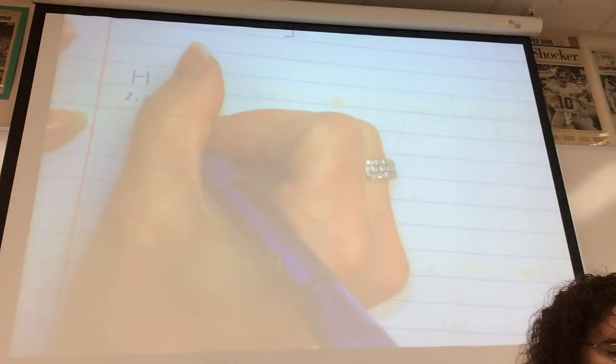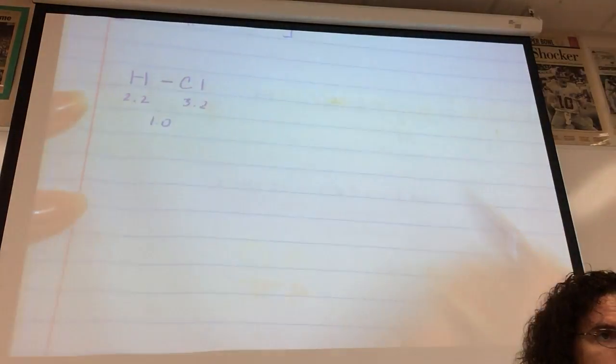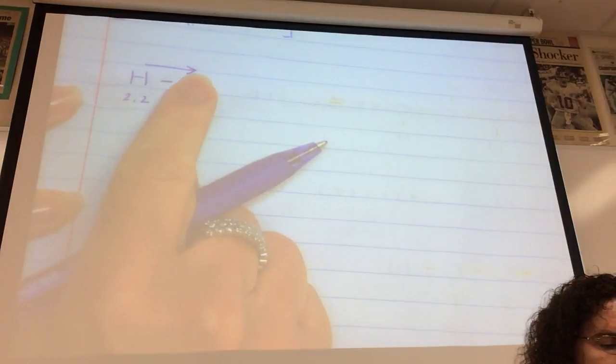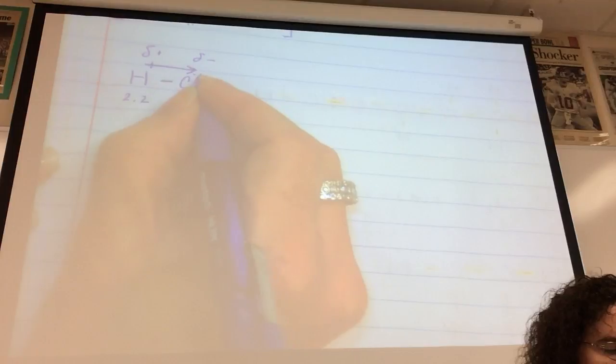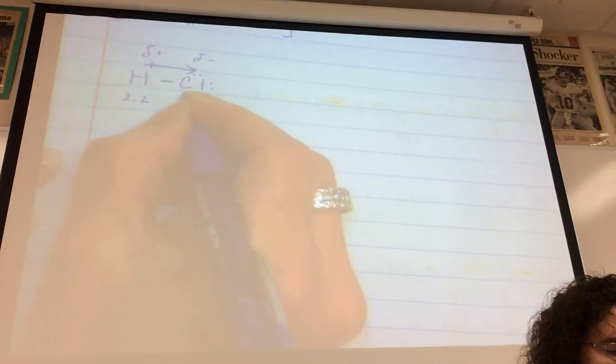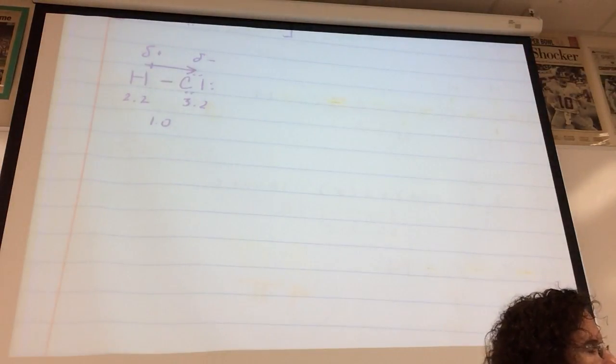So the difference in electronegativity here is 1.0. So this is a polar bond. Your dipole would be established pointing in the direction of the more electronegative atom. You usually slash the back half, and that's the signal as well that this is partial positive and this is partial negative because it draws the bonding electrons toward it. We know chlorine also has 3 lone pairs.